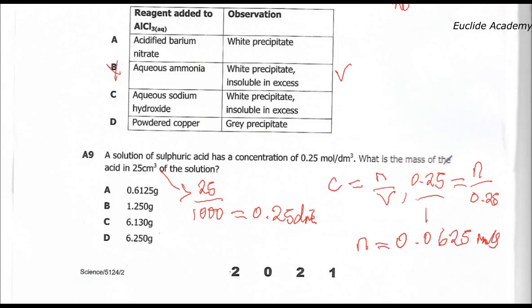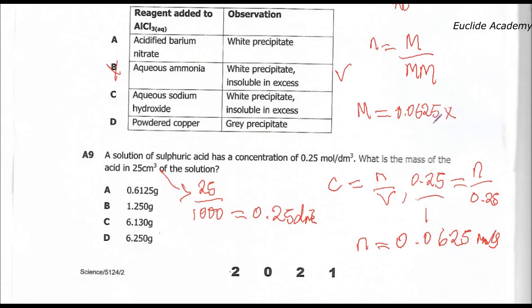So the question says, what is the mass of the acid in the solution? They don't want the moles, so we now have to convert the moles into the mass, and we know the formula: moles is equal to the mass divided by the molar mass. So in short, for us to find the mass, we're going to multiply the number of moles by the molar mass. So the mass is equal to the number of moles, 0.0625, times the molar mass.